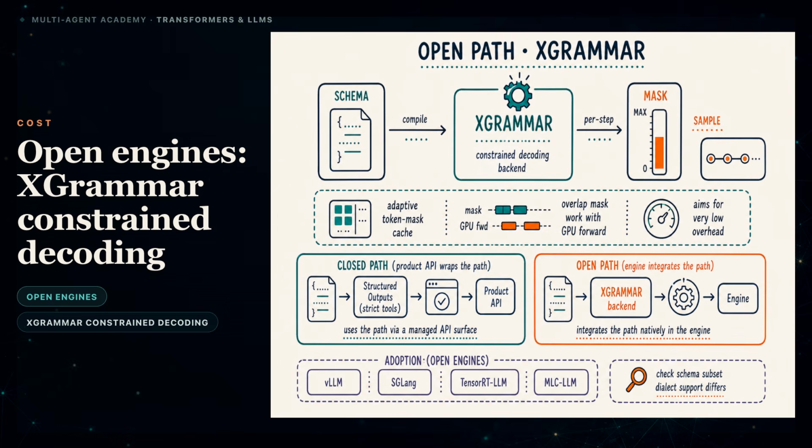The practical lesson is not that every open engine behaves identically. Supported schema features, configuration options, and integration details can differ by version. Test the exact model server and schema combination you plan to deploy. A hosted provider manages this decoding layer for you, while an open stack gives you more visibility and control over the same core process.